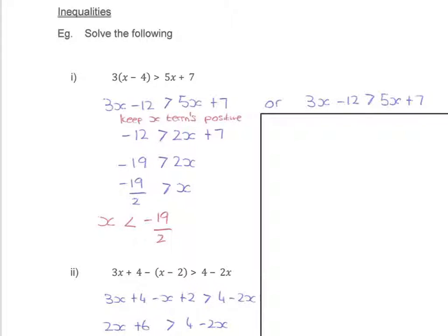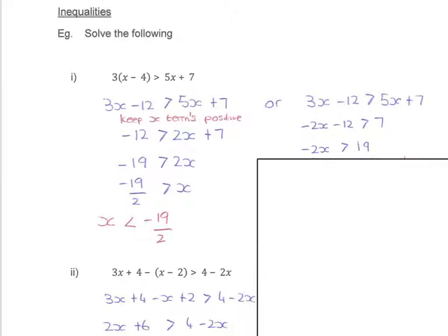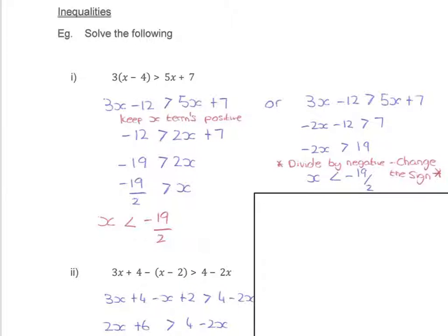The other way to do it, to keep the x on the left-hand side, is to subtract 5x from both sides. We're left with minus 2x, take away 12, is greater than 7. Adding 12 to both sides, you get minus 2x greater than 19. Now you want to get x on its own. To do that, you've got to divide both sides by minus 2. So remember, important rule: when we're dividing by a negative in inequalities, you must change the sign. So we need to flip the sign over to be a less than. Once we divide both sides by minus 2, we end up with x being less than minus 19 over 2. So remember, dividing by a negative, you must change the sign.